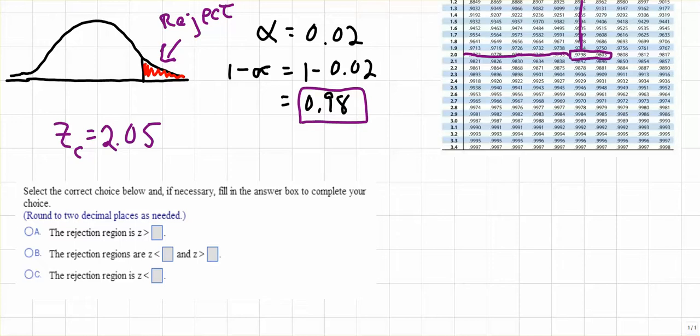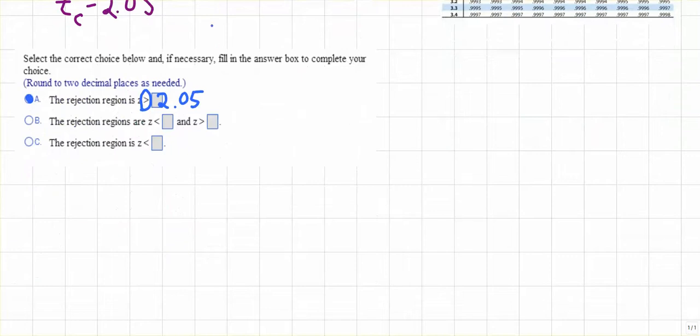So our choices here: select the correct choice below, and if necessary fill in the answer box to complete your choice. This is a right-tailed test, which means that we're going to be looking for a sign that is going to be pointing to the right. So the rejection region is going to be z is greater than, and then we'll just type in 2.05, and that will be our correct answer. And then we'll move on to the next part.